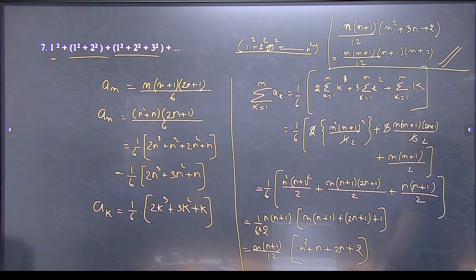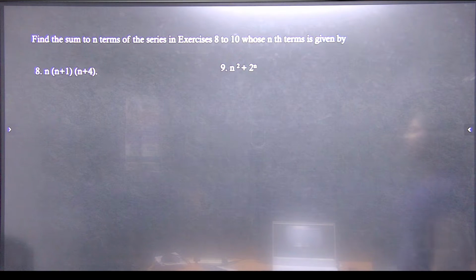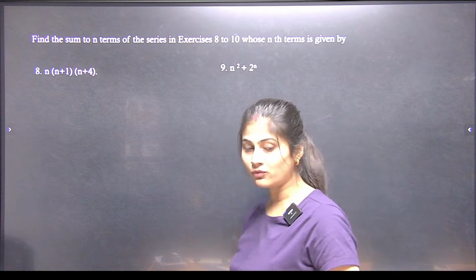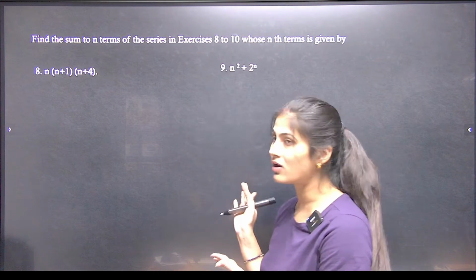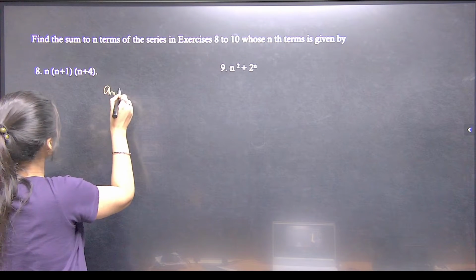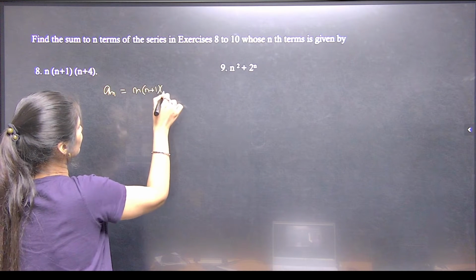Okay, got it? Okay, so moving on to question number 8. So we have two questions in this slide. Find the sum to n terms of the series in exercise 8 to 10 whose nth term is given by. See, in these type of question, you don't need to find the nth term since nth term is already given, isn't it? So what we are going to do, we just solve it. So nth term is (n plus 1)(n plus 4).